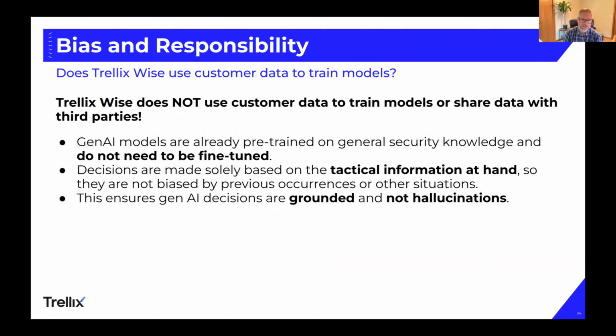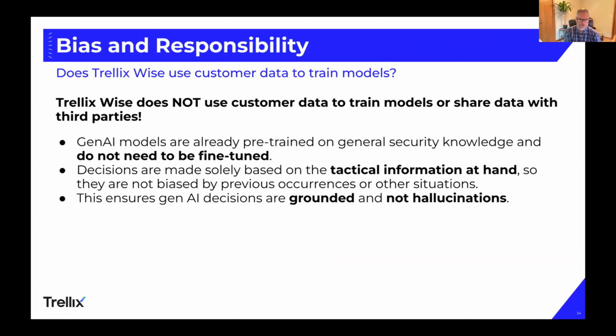And then I do want to point out something really critical on this. I kind of hinted at it, but I want to be explicit about this. We do not use customer data to train models. And there's a lot of reasons for that. Privacy is a big deal to us. We don't share any data with third parties. But here's sort of the more subtle thing. What we have learned is that it's actually not a good idea to fine tune models for security use cases like this, because then they start making bad decisions.